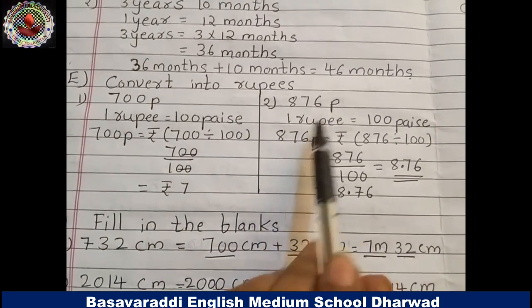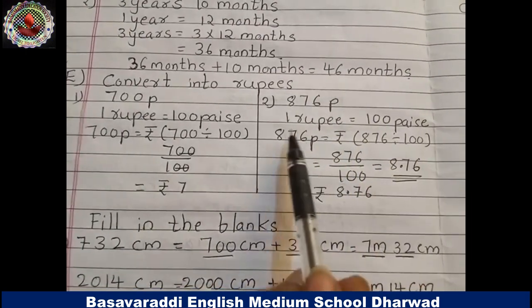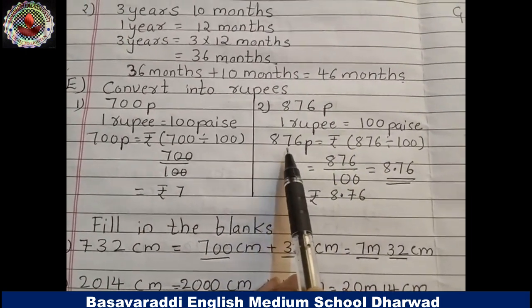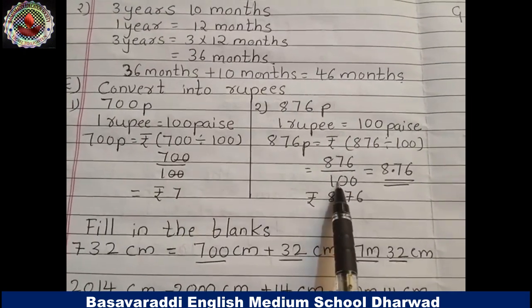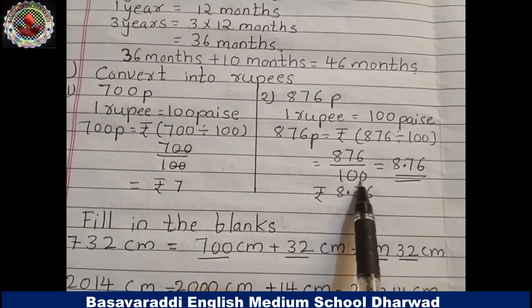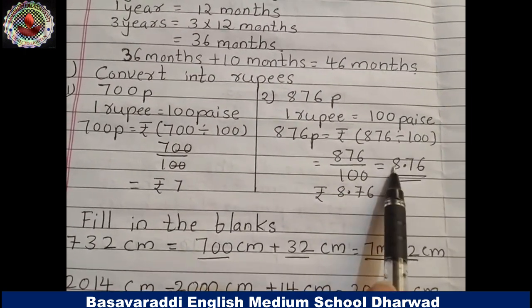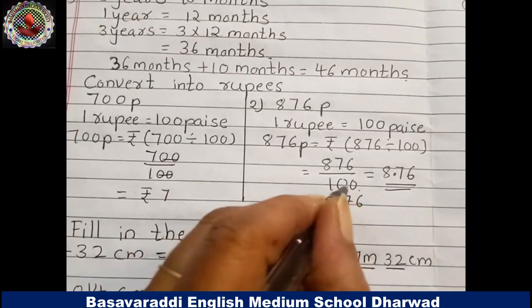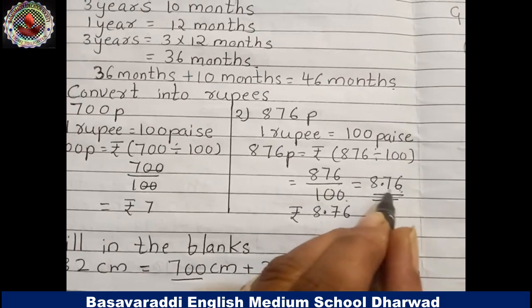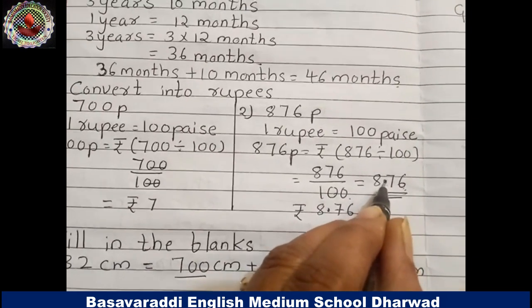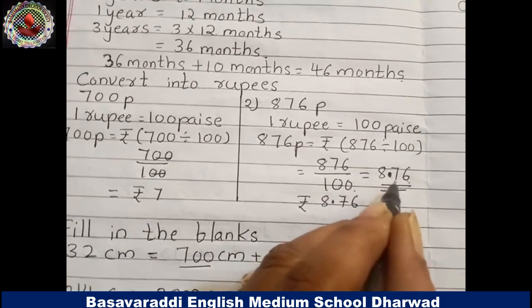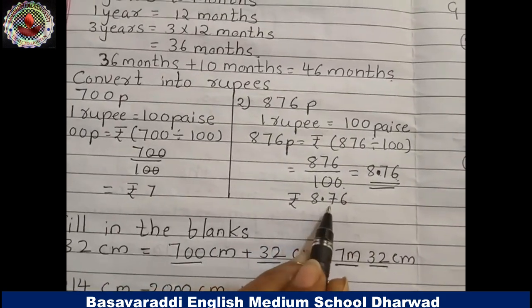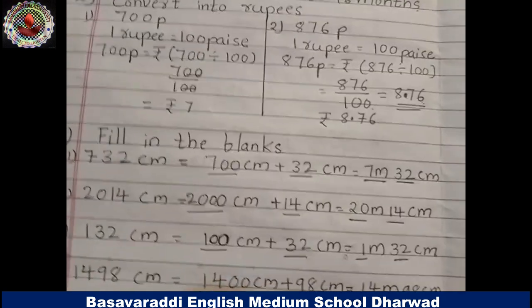876 paisa. 1 rupee is equal to 100 paisa. So 876 divided by 100. Here we are writing 876, and we have to put the decimal point after the first two digits from the right. So 8 rupees 76 paisa. Fill in the blanks.